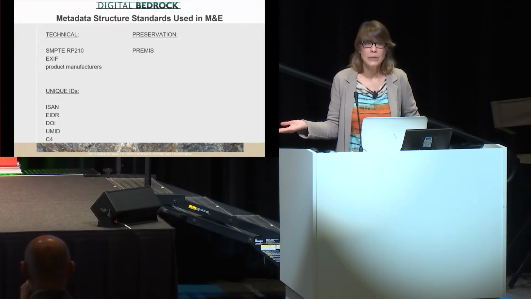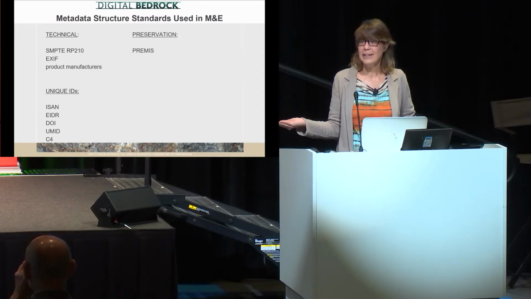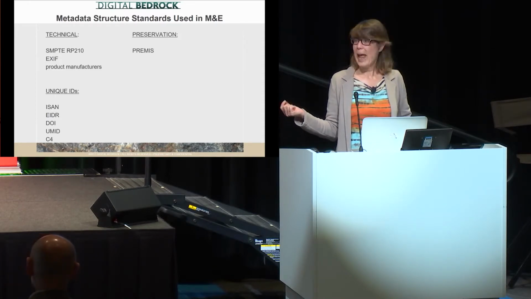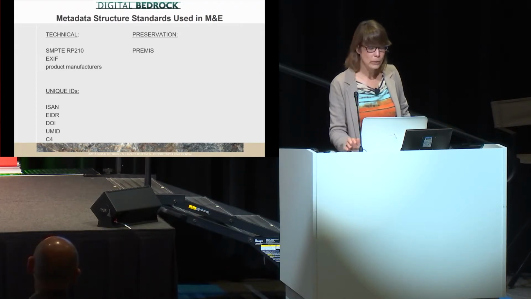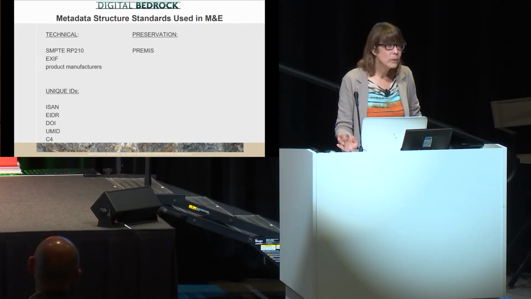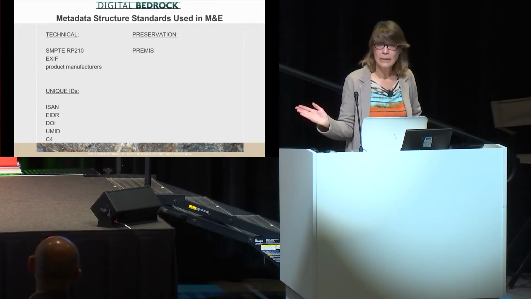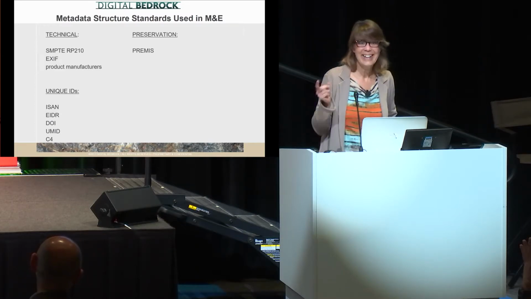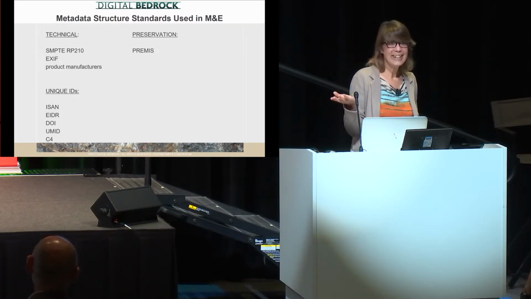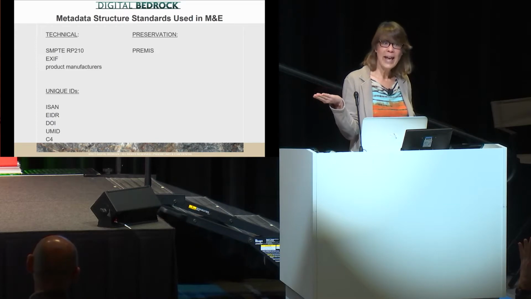Preservation data, PREMIS. Do any of you know this is the only preservation metadata standard? Okay. The Library of Congress developed that, and it is actually a really important standard. And then unique IDs, there are standards around unique identifiers. ISAN, yep. IDEA, yep. The same hands being raised, DOI. Okay, yep. UMID, all right, C4, okay.